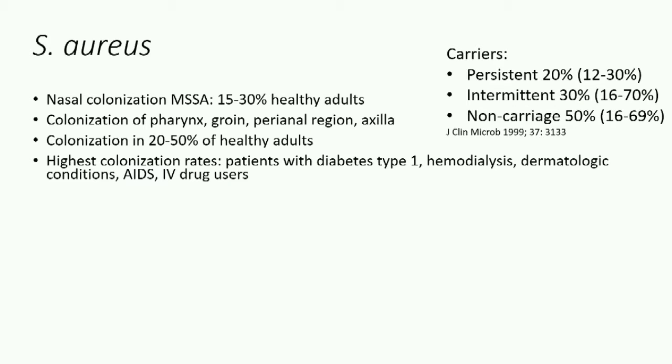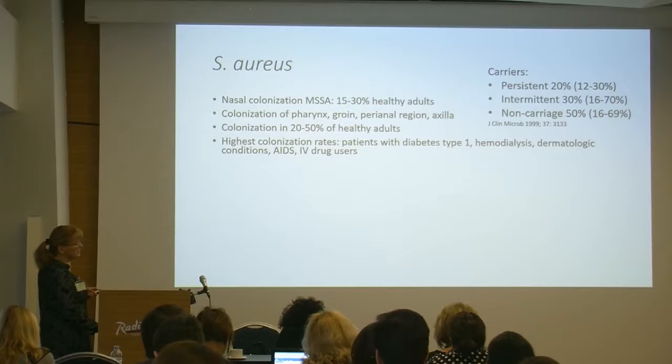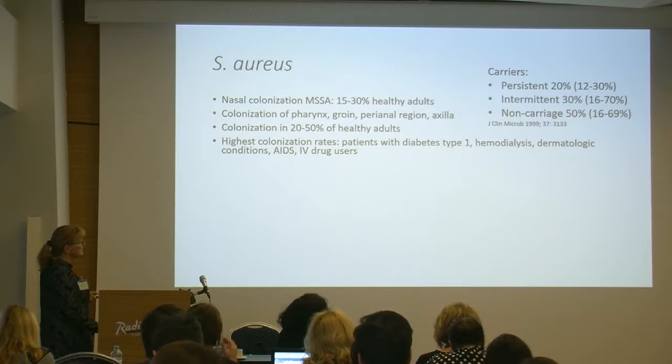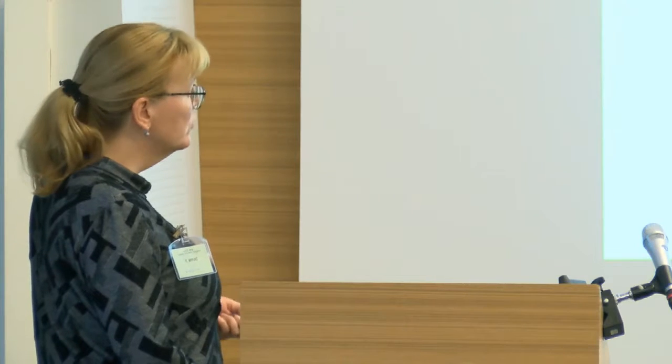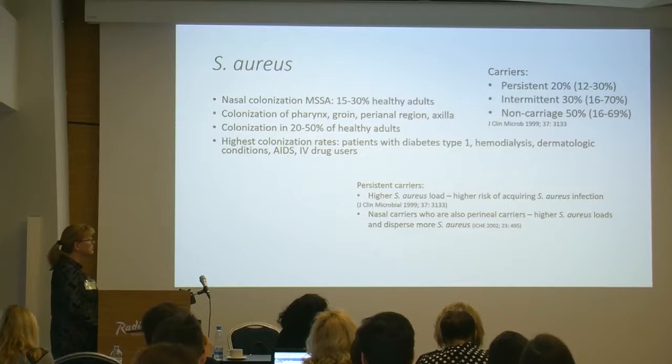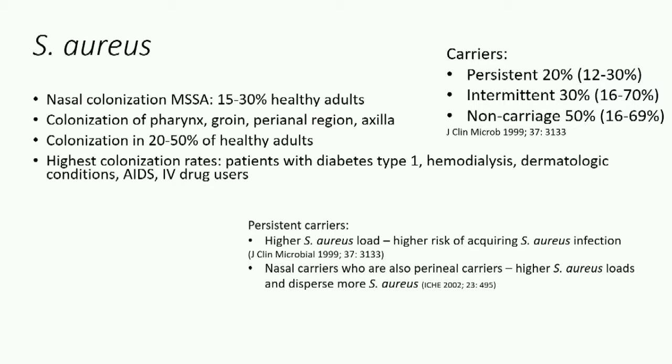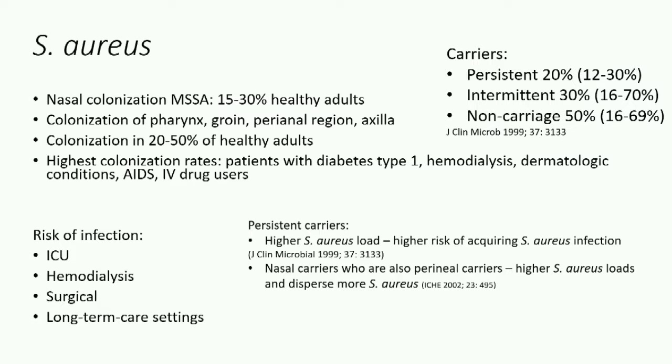What is also known is that persistent carriers are only 20% of them. About 30% are intermittent carriers, and persistent carriers have higher loads and a higher risk of acquiring S. aureus infections. So nasal carriers, who are also perianal carriers, have higher loads and disperse more S. aureus in the surroundings. So the risk of infection is mostly in patients who are in ICUs, in hemodialysis centers, surgical patients, and also in long-term care settings.